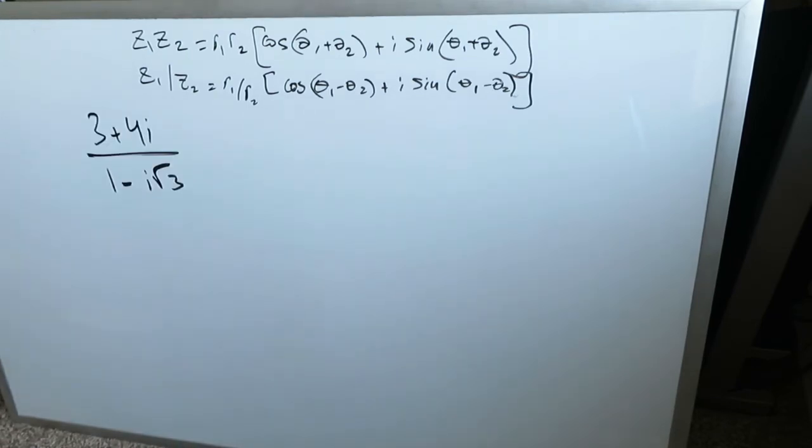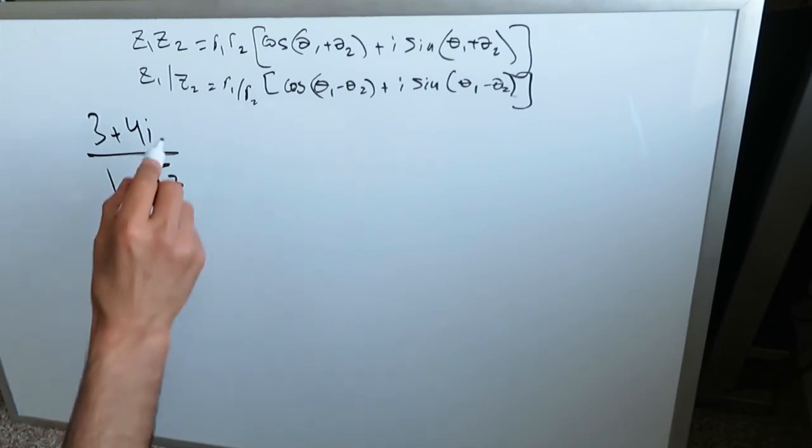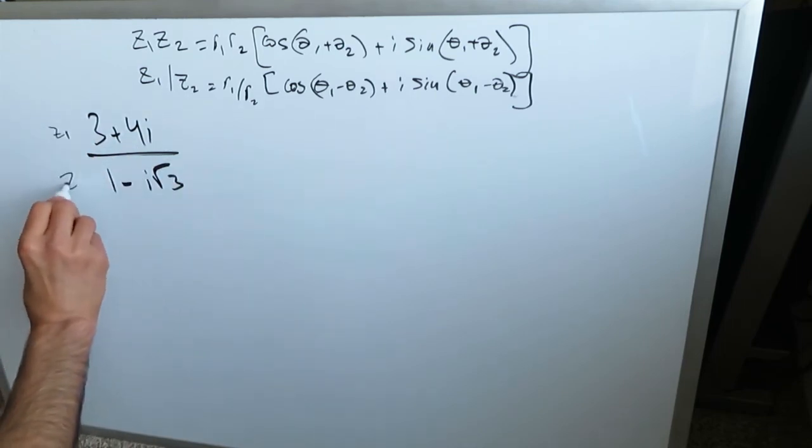Focus your attention on this question over here. We have to find the quotient of this operation over here. z1 on the top, z2 on the bottom. So this right here is my z1 and this right here is my z2.